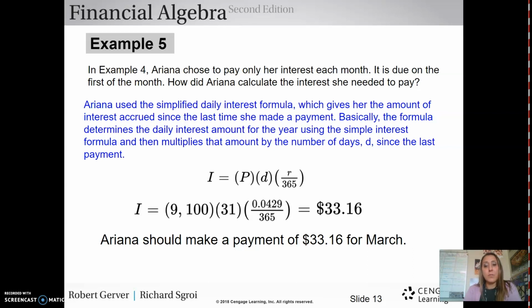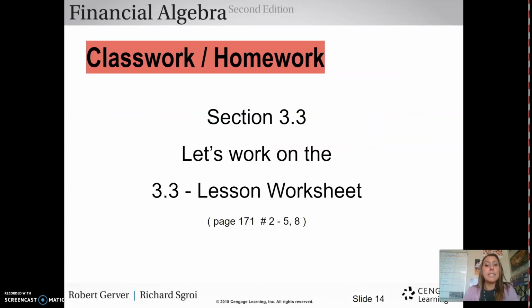So go ahead and get that in your notes. Hit pause if you need to. All right. Now you should be able to do the lesson worksheet that is posted there.